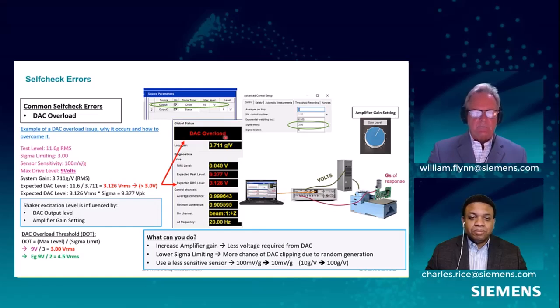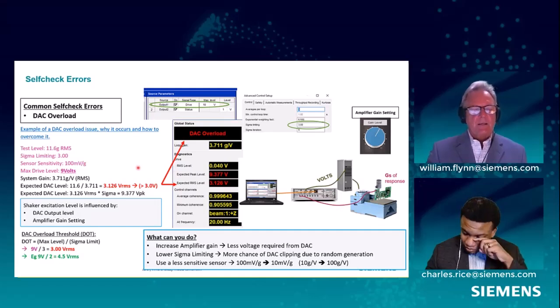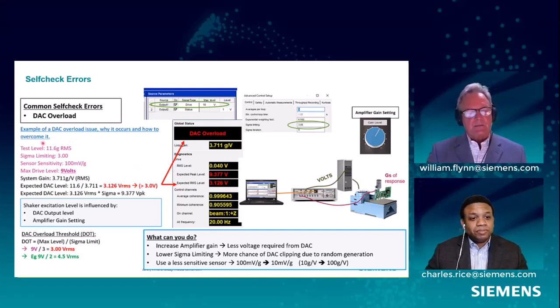Well, in a lot of cases someone hasn't turned the amplifier on, so you're trying to extract too many volts out of your DAC output. And if your amplifier is not turned on, then it's going to give you a DAC overload. Or if your test levels are too high. So with this type of test, a pretty high level test, 11.6 GRMS, we got a max drive output of 9 volts. So we can use that information. That kind of sets our threshold. So based on the sigma setting, that's part of the setup, we have a max threshold.